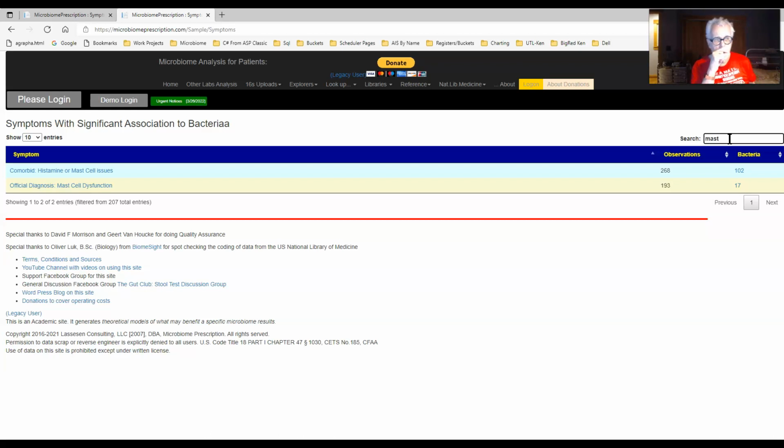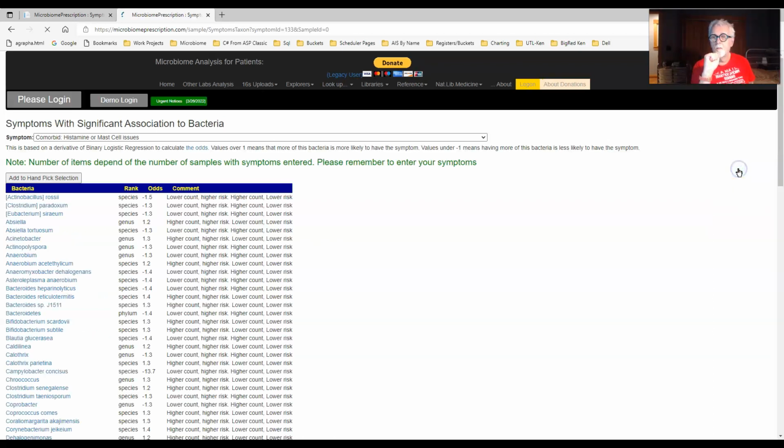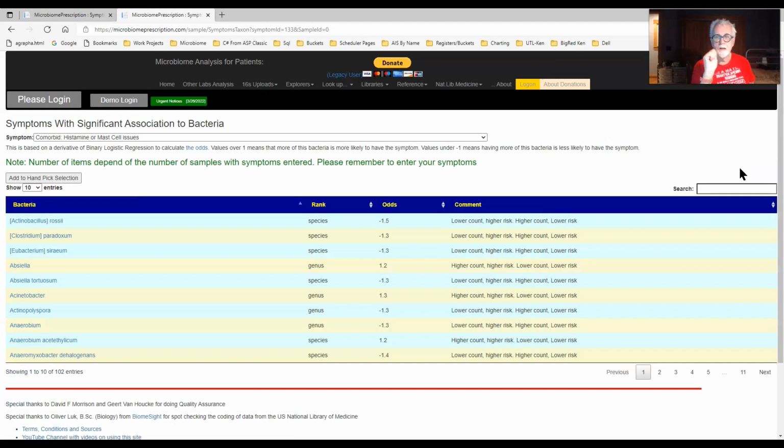Okay, so we see mast cell issue. We have 268 observations. So it's 268 people who have done uploads indicated they had mast cells, from which we managed to magically obtain 102 bacteria. If you just click here, you'll see all the bacteria. You can sort it by what genus, by what class, what family are responsible. And then we have odds.